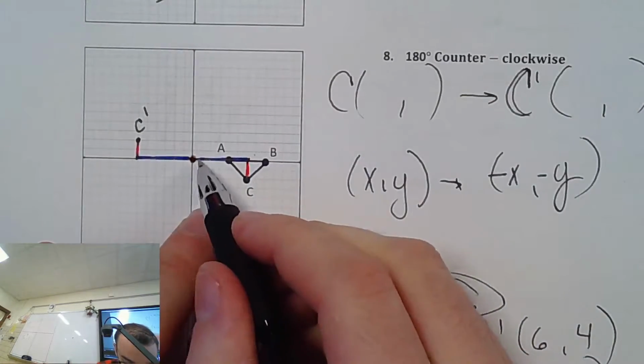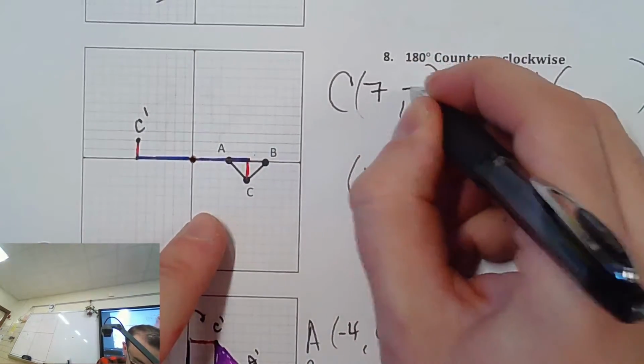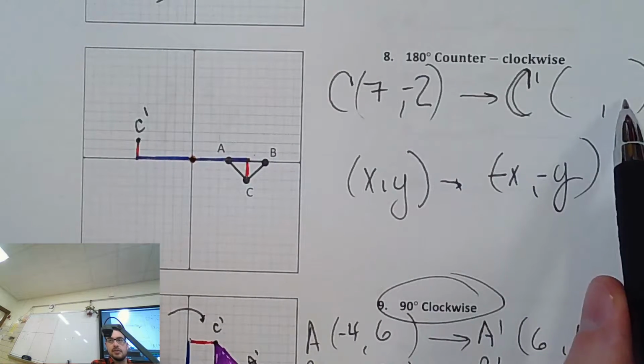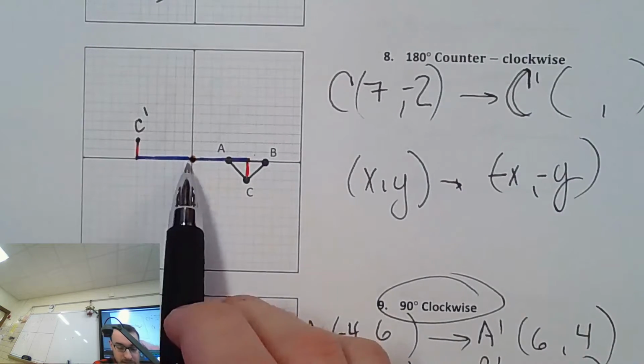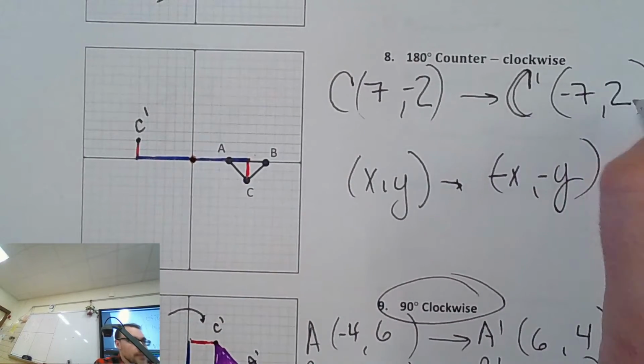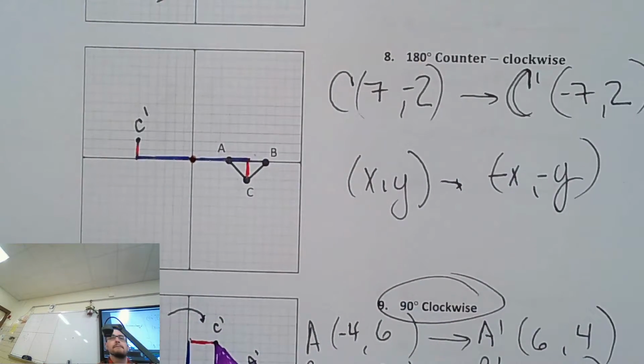C's coordinates: 1, 2, 3, 4, 5, 6, 7, minus 2. If we apply this rule, we would expect negative 7, positive 2. Let's check it. Negative 7, positive 2. Checks out.